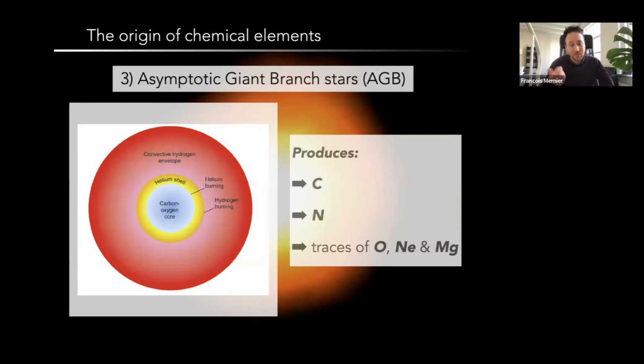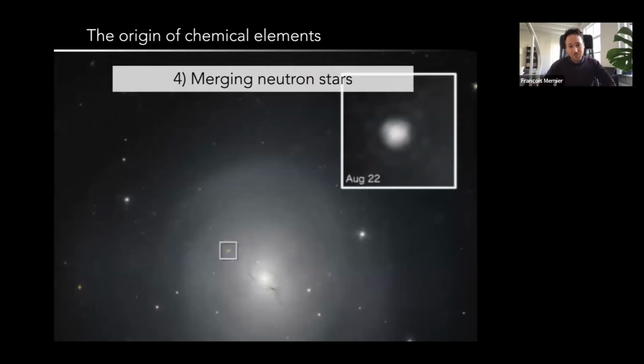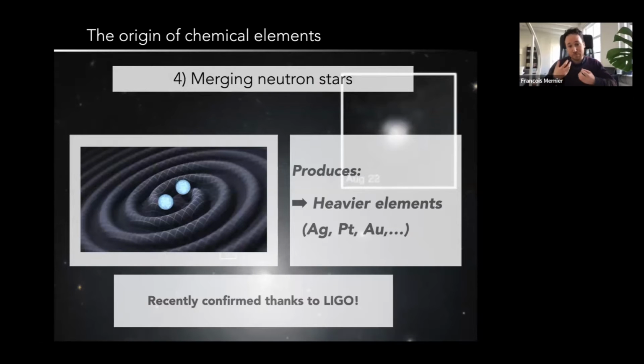So there are also the asymptotic giant branch stars, which are called AGBs, which essentially produce carbon and nitrogen. I won't go too much into details, but these are basically intermediate mass stars, which are not exploding as a supernova. They just have a swollen envelope and produce a lot of stellar winds, in which you have a lot of carbon and nitrogen that enrich their surroundings. And finally, as you probably know, when LIGO detected a merger between neutron stars, now we think we start to know that these neutron star mergers actually produce some very, very heavy elements like silver, gold, etc.